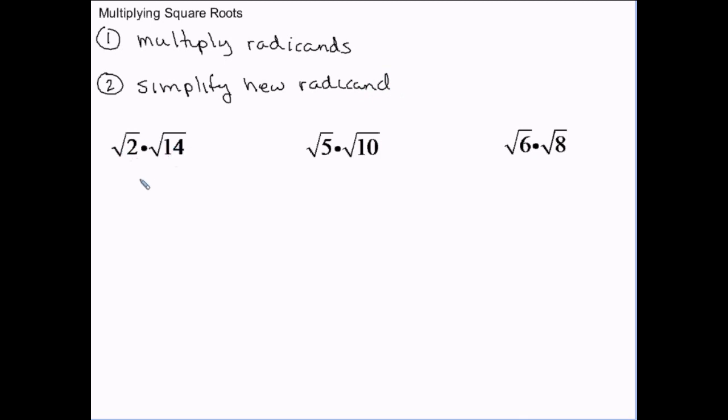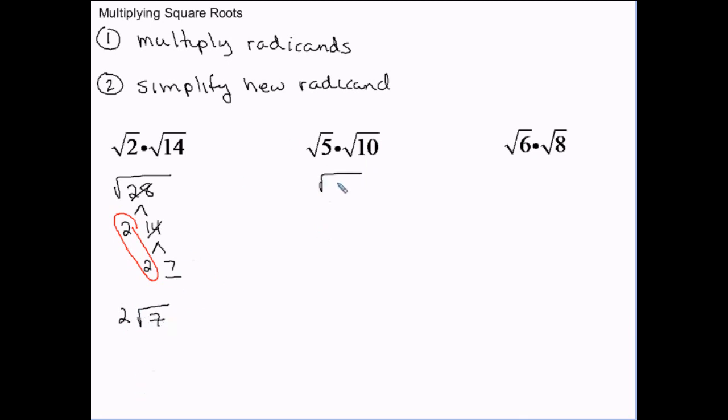So the square root of 2 times the square root of 14 is the square root of 28. 2 times 14 is 28. And 28 is 2 times 14. And 14 is 2 times 7. So I have 2 2's. So that can come out, and the 7 has to stay behind.